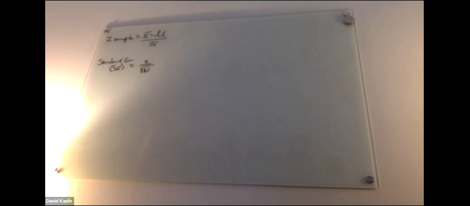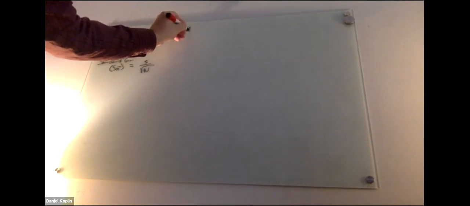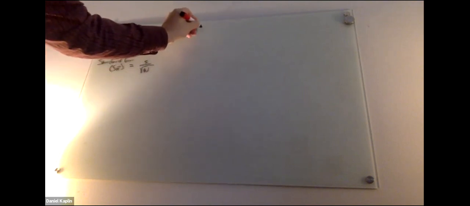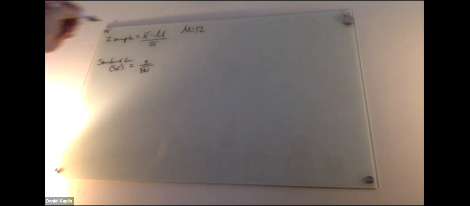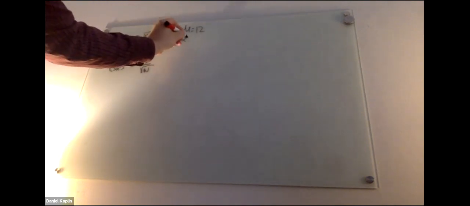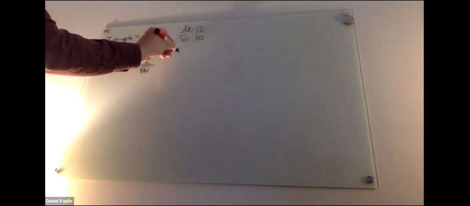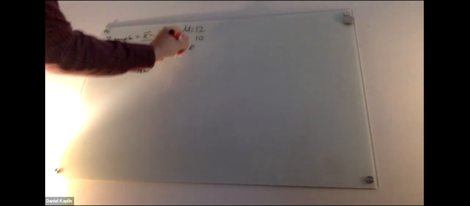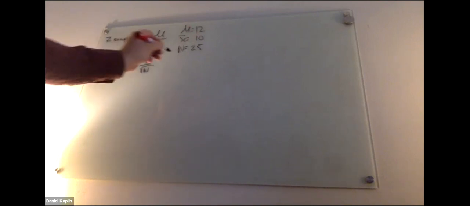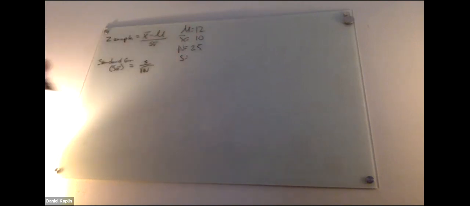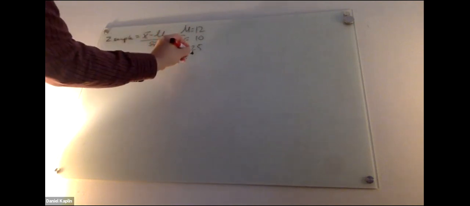I'm trying different views. So we notice mu was 12, right? We notice that x bar, right, this teacher's sample studied 10 hours. We noticed that the number of participants was 25, and we noticed that the sample standard deviation was 3. All right, so based on this, we should actually be able to calculate our formulas.